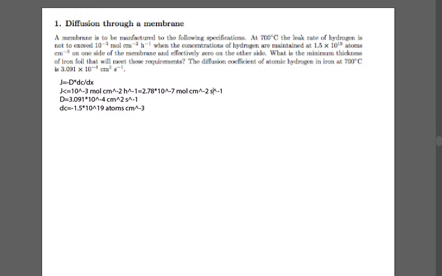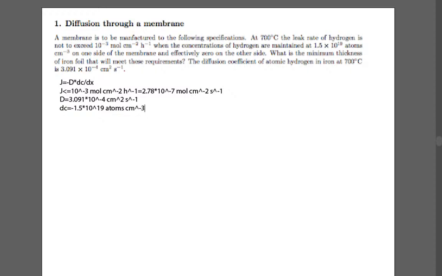And so we have that. We just need to convert this dC, the change in concentration. We need to multiply that by the mole, which is basically 6.02 times 10 to the power of 23 per mole. So, 1 mole is 6.02 times 10 to the power of 23.